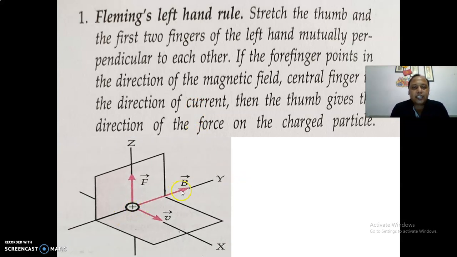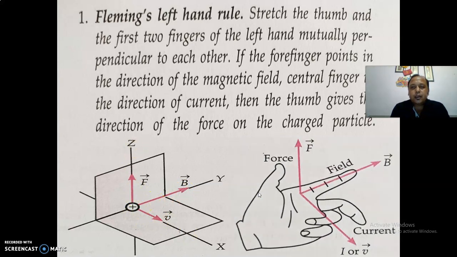We have the magnetic field along the y-axis and velocity along the x-axis, so the force will be along the z-axis. The diagram with the help of the left hand is shown here. The forefinger represents the magnetic field, the middle finger represents the direction of current or velocity of the positive charge, and then the force is given by the thumb, which is along the z-axis. So I hope this is very clear to you.